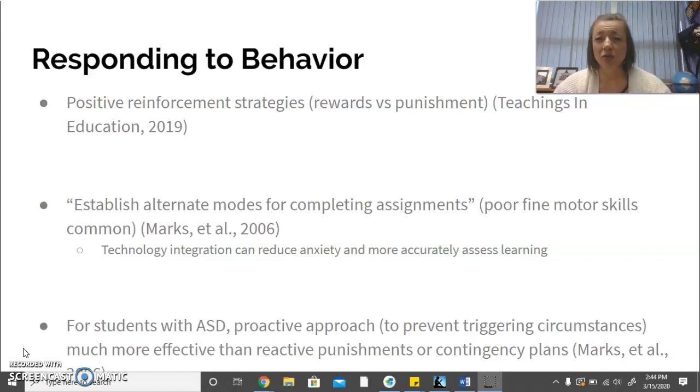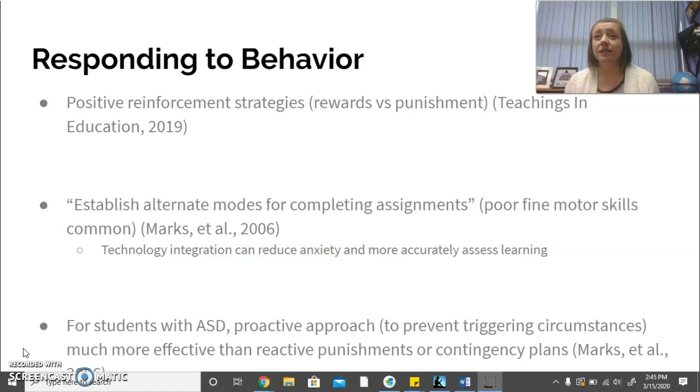We also need to be open to establishing alternative modes for completing assignments. This is huge in today's day and age because we can, of course, integrate technology. And one reason why we might do this is because some students with autism spectrum disorder can experience poor fine motor skill development. So where writing might be a difficult task, they might be able to speak into voice to text and more accurately give us an idea of what they've learned so that we can assess their levels of understanding. So not only does this decrease distress for the student, but it increases our ability to do our jobs and assess their learning.